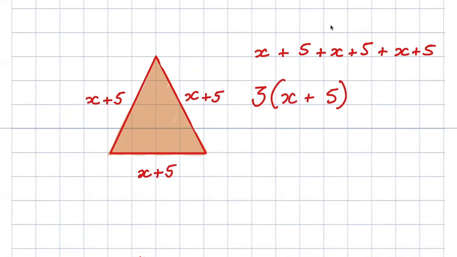We want to expand that bracket. And we've got 3 times x. That gives us 3x. We've got 3 times 5. And that gives us 15. And so the answer to the perimeter of this shape is 3x plus 15.